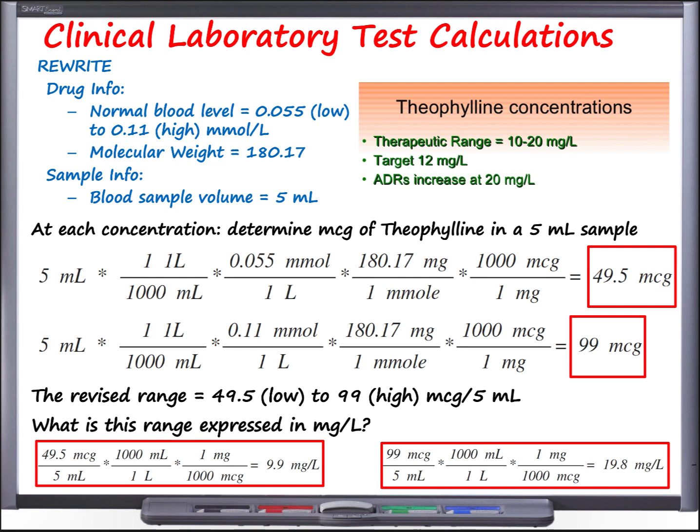So hopefully this was helpful. These questions are certainly a little more complicated than ones we've done in the past as far as setting them up, but the math is the same. Once again, if you take the time to correctly set up your formula and check your units, then the math is generally relatively simple. So hopefully this was helpful, and thank you very much.